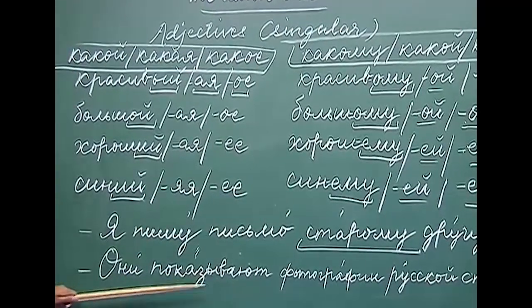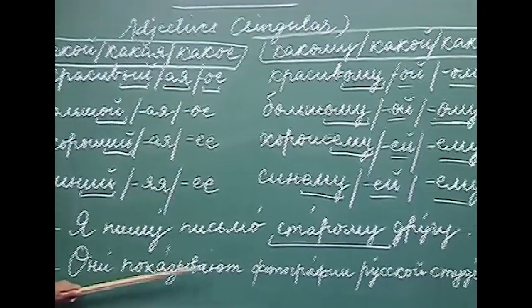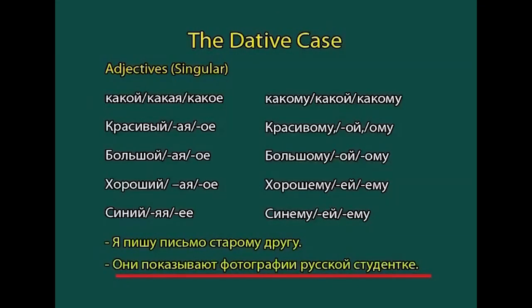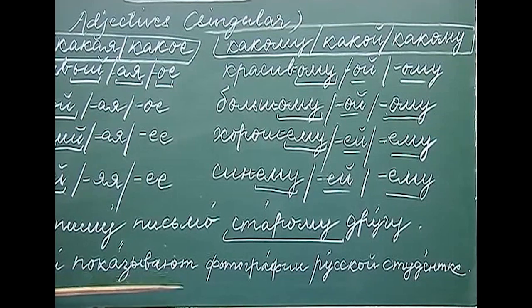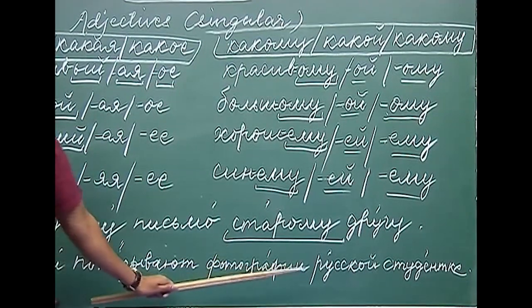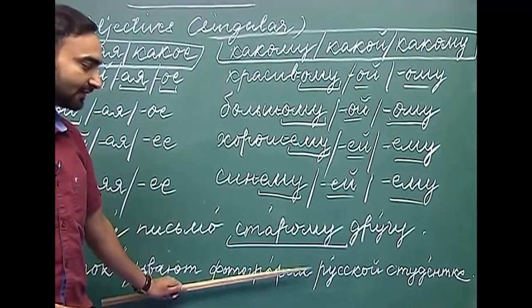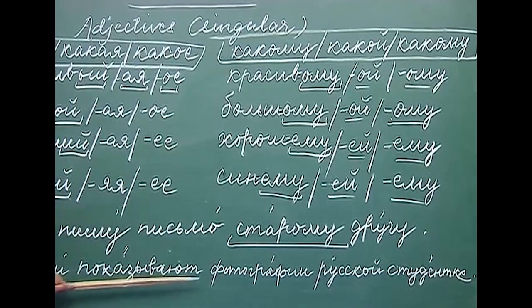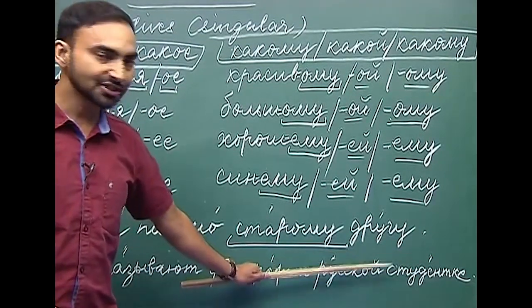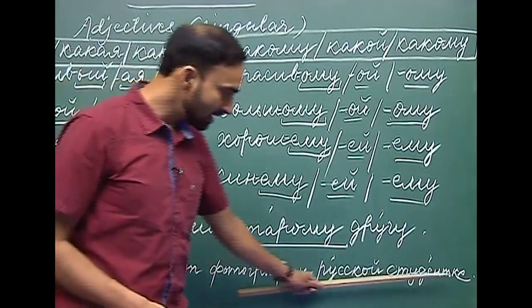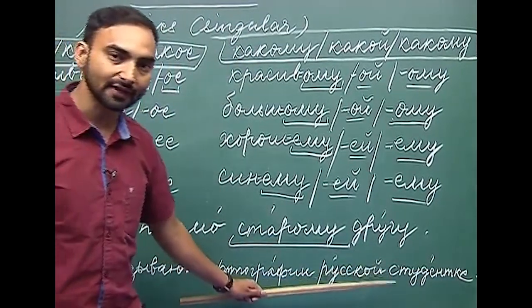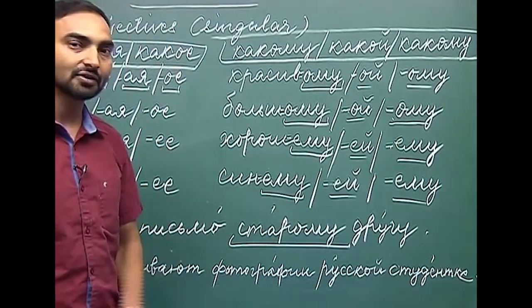The next sentence that I have written here is: Oni pokazyvayut fotografii russkoi studentke. Pokazyvat is to show. Fotografiya is photograph or picture. Russkoi studentke. So, they are showing the pictures to a Russian student. Here, studentka is the feminine gender noun. That is why we are using russkoi, which is the feminine counterpart of russkiy.